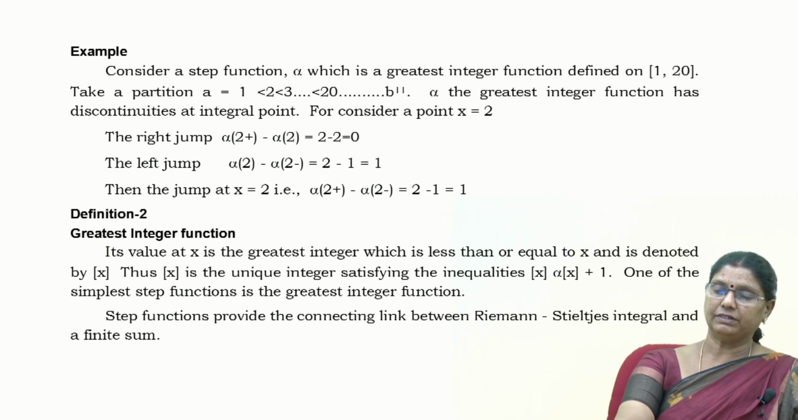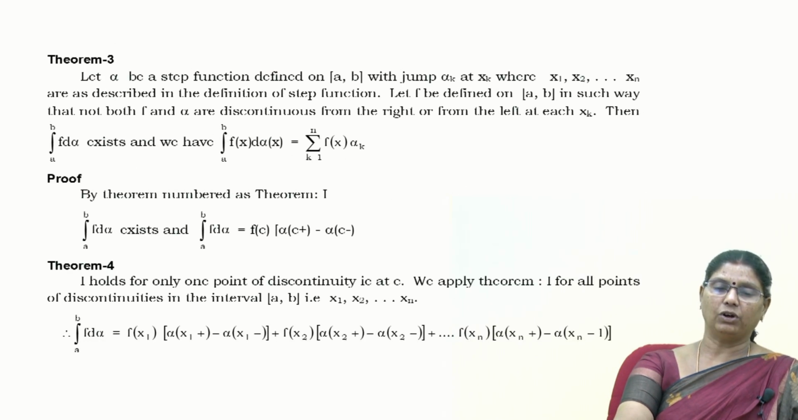Next one, the definition of the greatest integer function. Its value at x is the greatest integer which is less than or equal to x, and is denoted by [x]. Thus, [x] is the unique integer satisfying the inequalities, and one of the simplest step functions is the greatest integer function. Since step functions provide the connecting link between the Riemann-Stieltjes integral and a finite sum, the following theorem states the above relation.